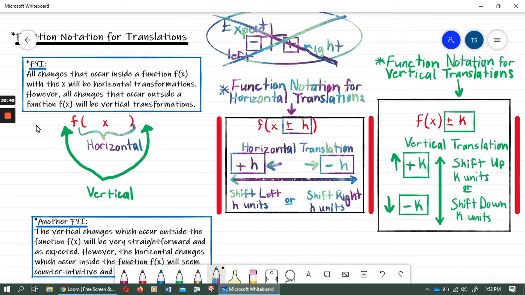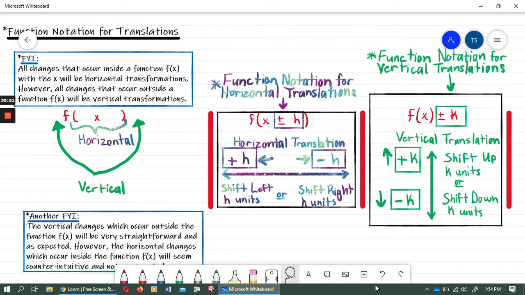All right, I'm getting ready to erase that. So again, guys, that is the way the function notation works for your horizontal translations. And so let's take a look at the function notation for your vertical translations.